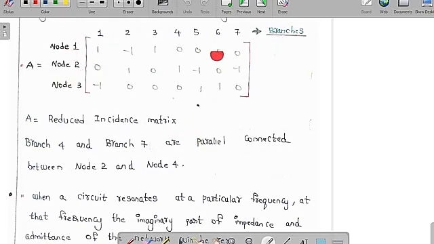You can see clearly the branch 4 is connected across the 2 and 4 nodes. Similarly branch 7 is also connected across the 2 and 4, because here the column is not 0, so you have to go for the minus 1 here, and this column is also not equal to 0, so you have to go for the plus 1. So branch 4 is connected across node 2 and node 4, and the branch 1 is also connected across node 2 and node 4. Therefore we can say these two are the parallel branches connected across node 2 and node 4. So branch 4 and branch 7 are connected in parallel between nodes 2 and 4.